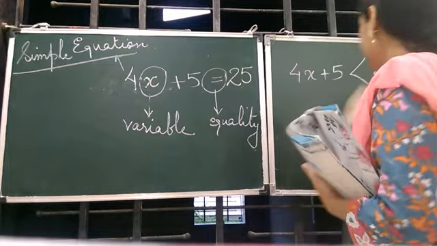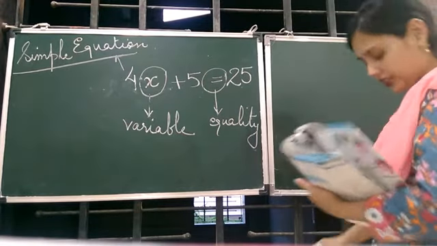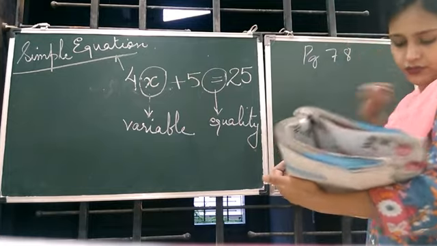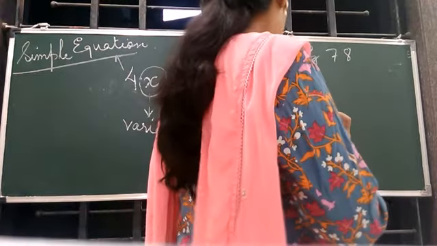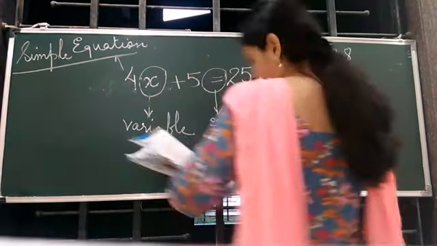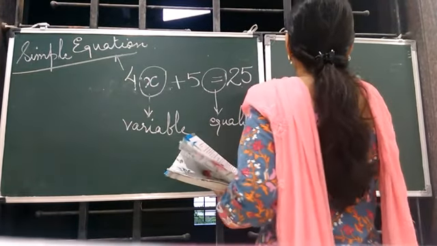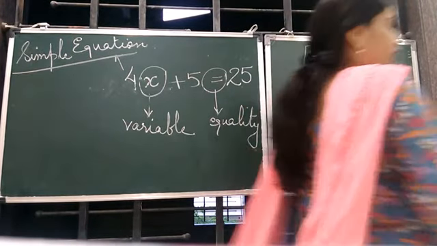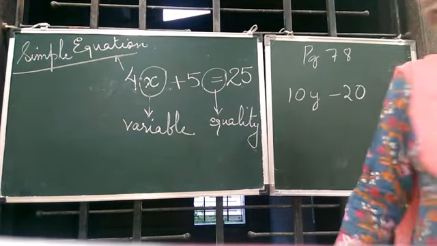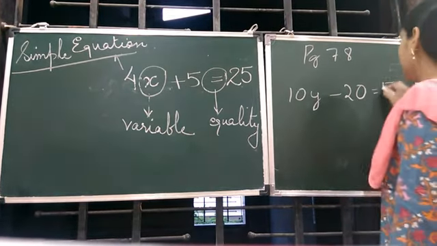Page 78. Let me read the try these. The value of expression 10y minus 20 depends on the value of y. Verify by giving 5 different values of y. So verify. Instead of giving 5 different values, we'll give only one. Simple. One is already given in the book.